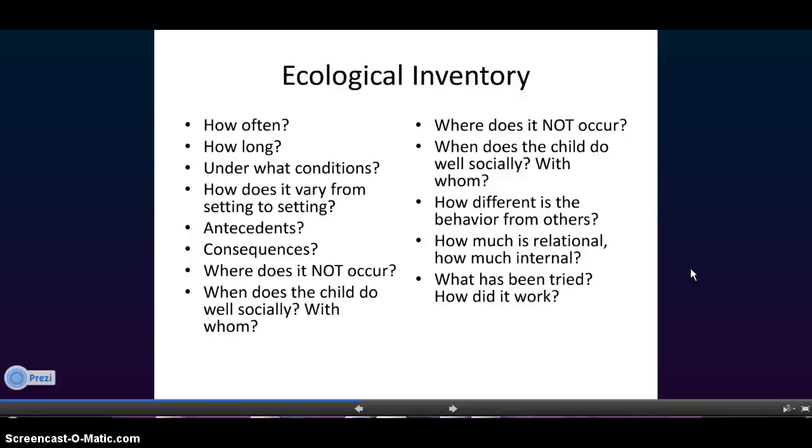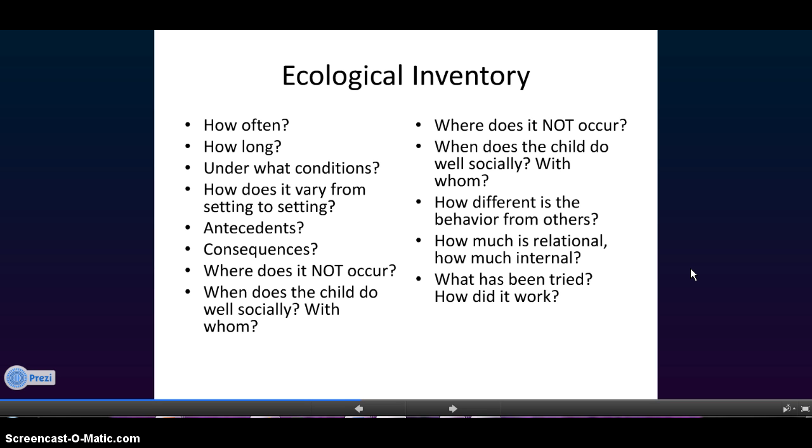Consequences: what happens right after the behavior? Where does the behavior not occur? Because that can sometimes be a very important clue as to what's going on. Why doesn't this kid do this in math class, even though he does it in every other class? When does the child do well socially? With whom? What are the times of the day where he's successful?